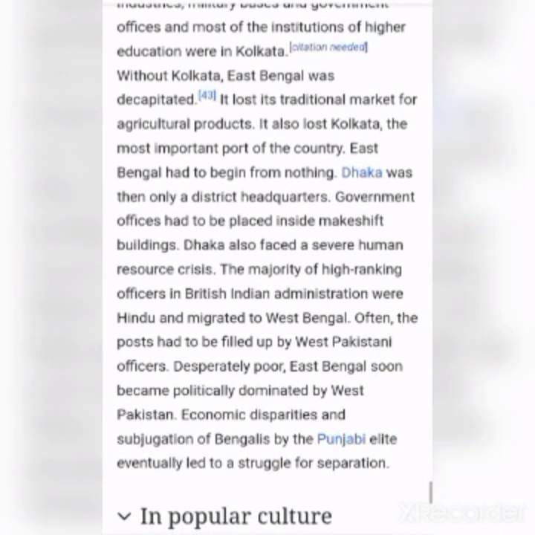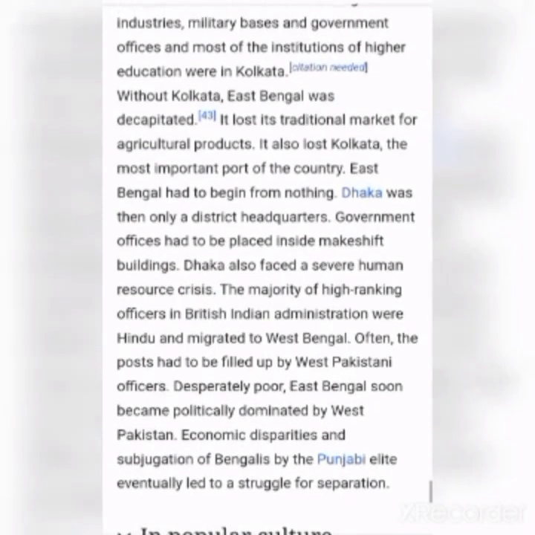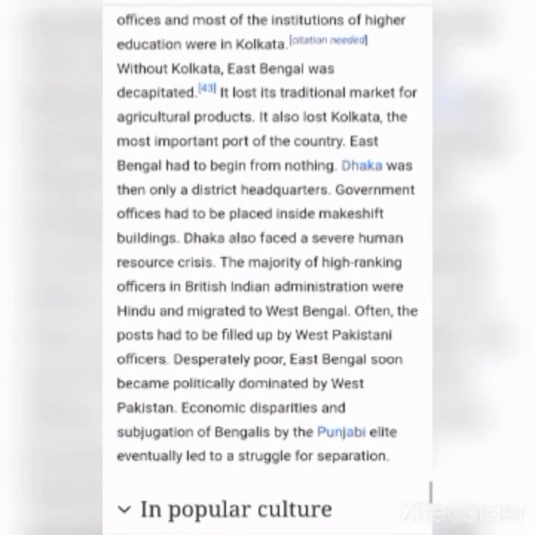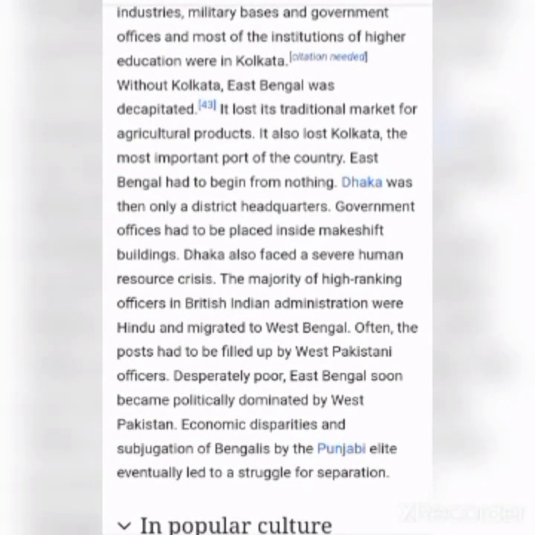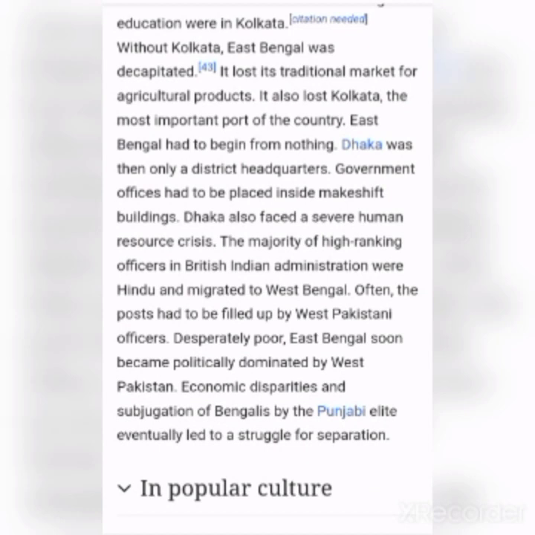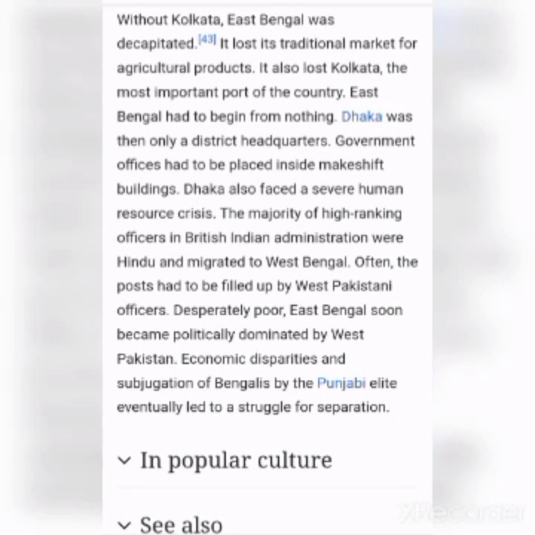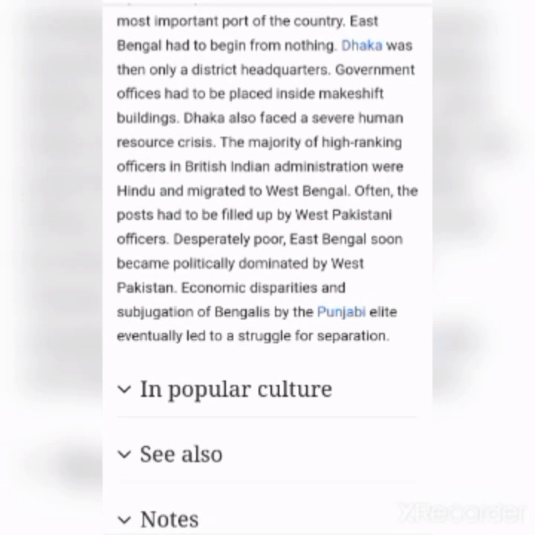Dhaka was only a district headquarters. Government offices had to be placed inside makeshift buildings. Dhaka also faced a severe human resource crisis. The majority of high-ranking officers in British Indian administration were Hindu and migrated to West Bengal. Often the posts had to be filled by West Pakistani officers.